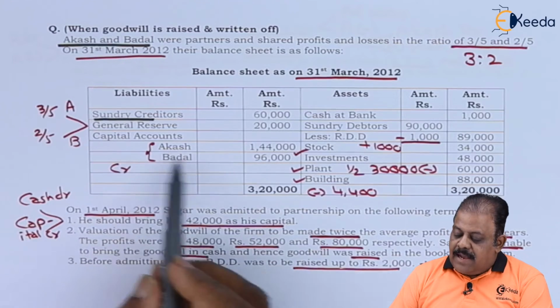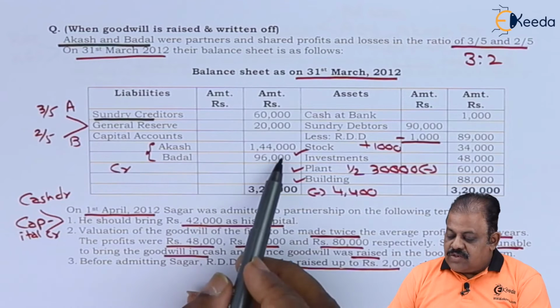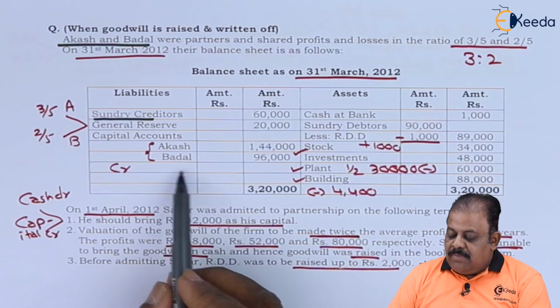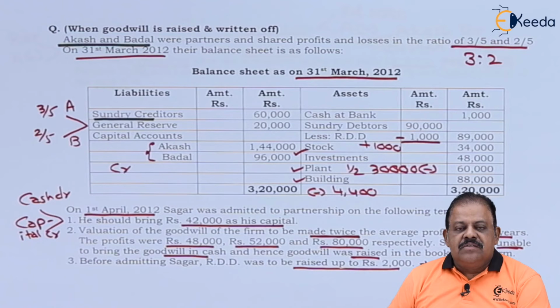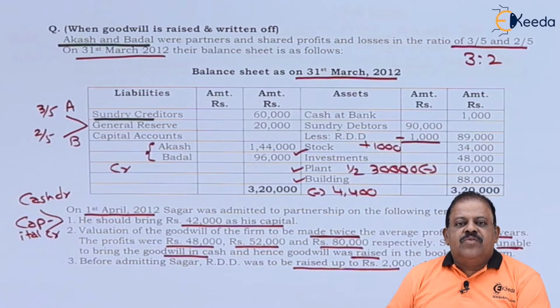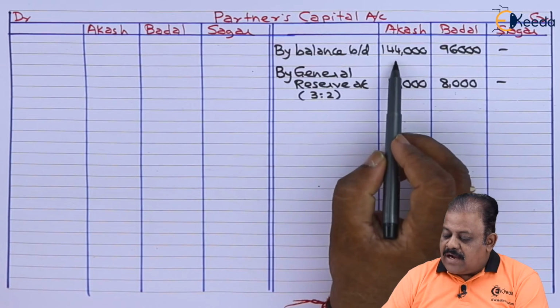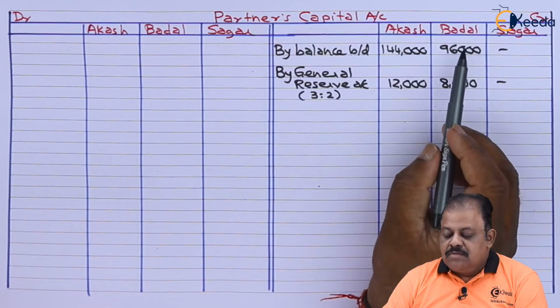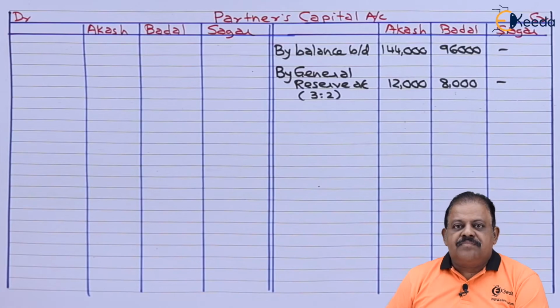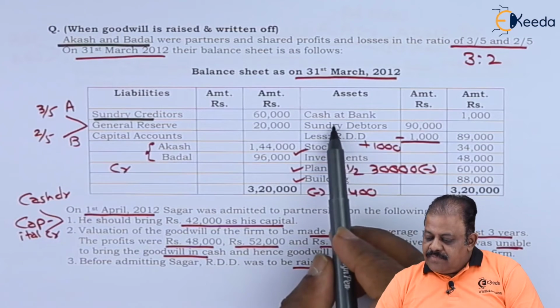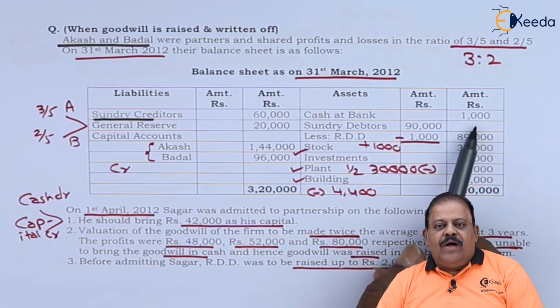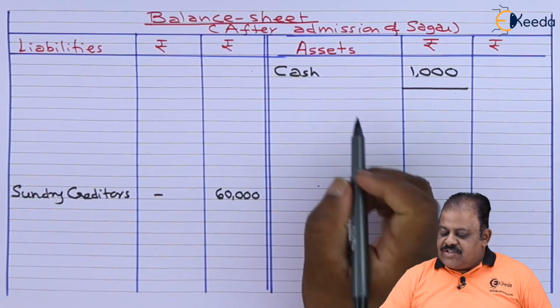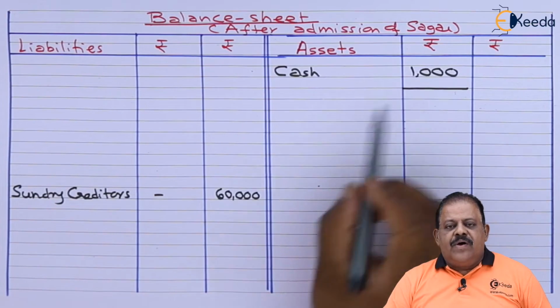Next we have partners' capital accounts, Akash 1,44,000, Badal 96,000. This will be recorded to the credit of their capital accounts. By balance brought down, Akash 1,44,000, Badal 96,000. Let us consider the asset side. Cash at bank we have 1,000. On the asset side, cash is recorded in the inner column, 1,000.